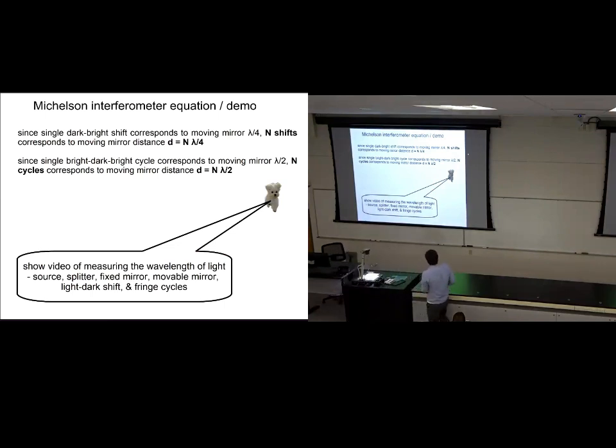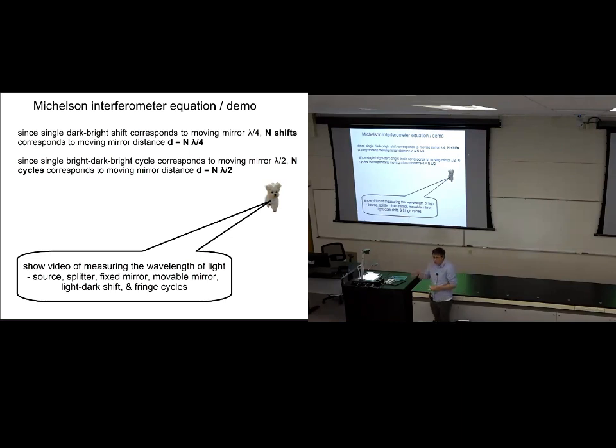I've sort of mentioned it, but let me summarize it here. One shift, one dark-bright shift or one bright-dark shift, corresponds to moving the mirror 1/4 of a wavelength. If you count N, a number of bright-dark shifts or dark-bright shifts, the movement of the mirror is then d = N times lambda over 4. So this is a useful equation.